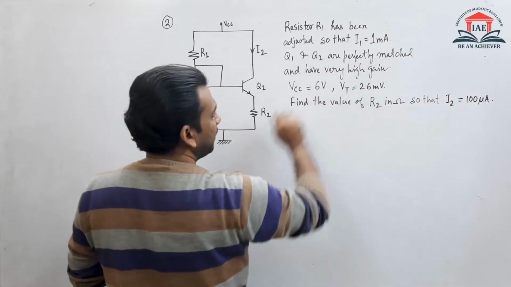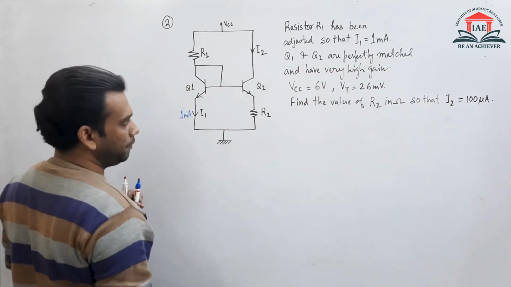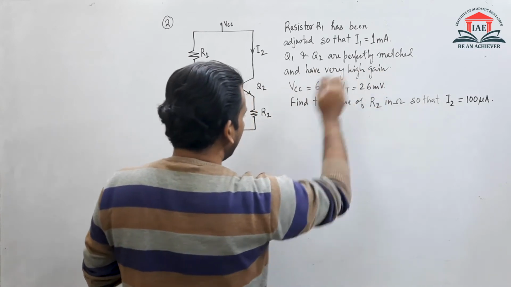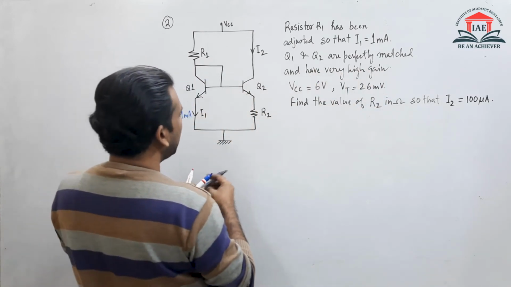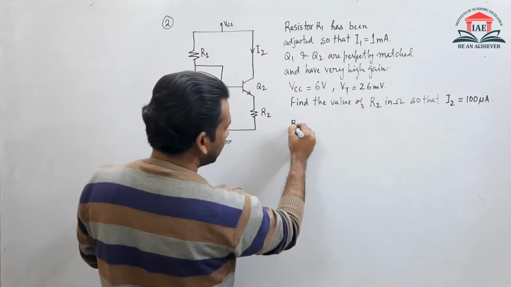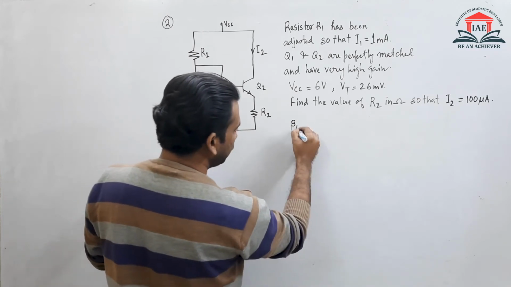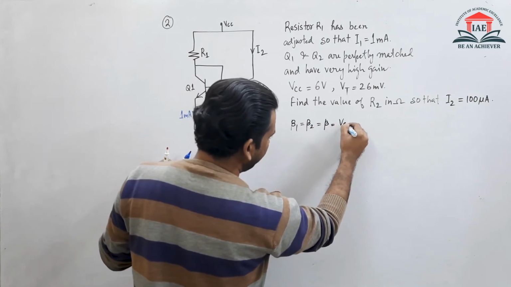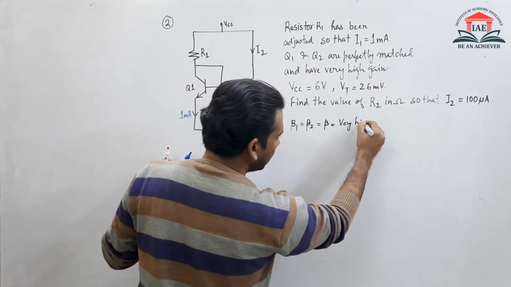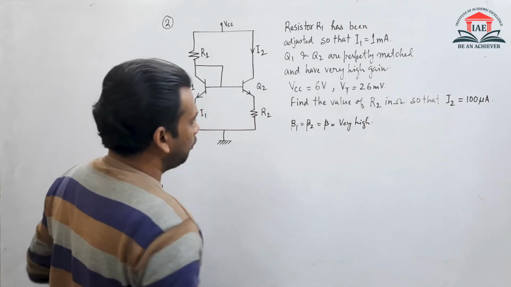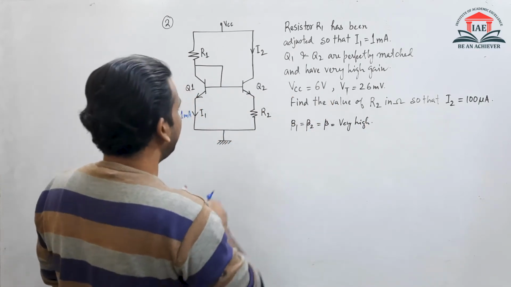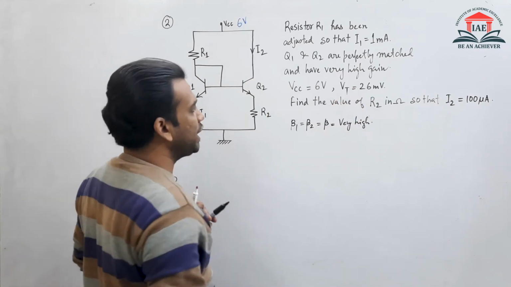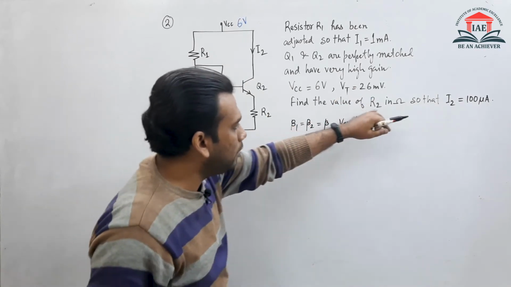Q1 and Q2 are perfectly matched, and Q1 and Q2 have very high gain. So the beta of Q1 and Q2 will be the same. Beta 2 is equal to beta 1, which is equal to beta, and it is a very very high value. Now what is VCC? VCC is given as 6 volt. VT is 26 millivolt.